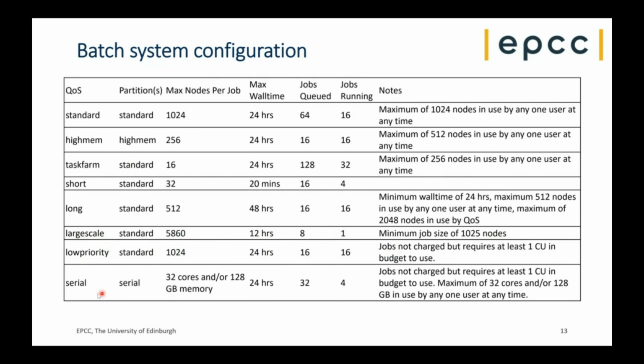And then there's this serial queue, which is the way we access the data analytic nodes, those data processing nodes, where you can run up to 32 cores for up to 24 hours, and you can only have 4 jobs running at once. But this is not charged either, and this is the place where we can download data or upload data or do any of those kinds of tasks.